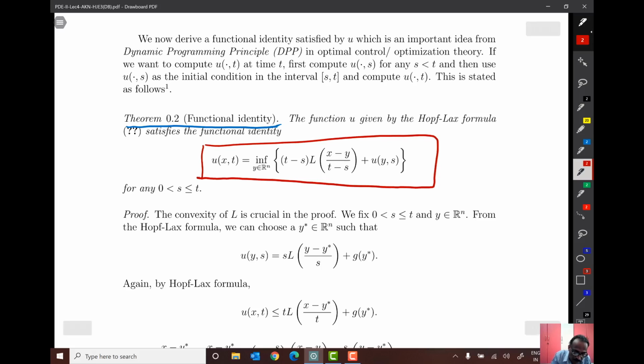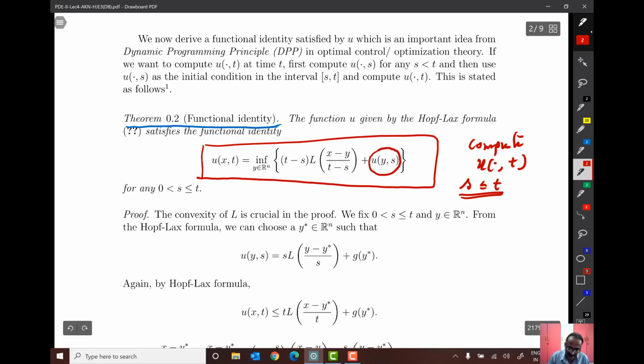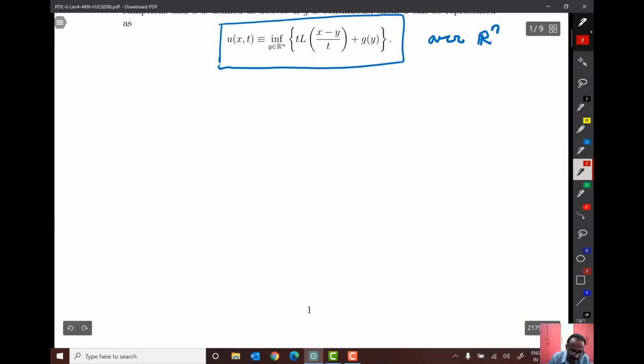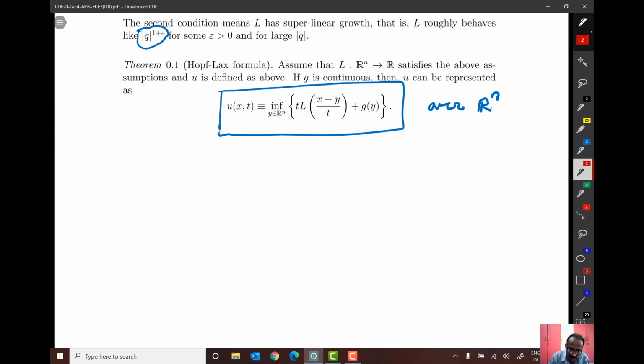look at it. You basically want to compute u at time t. You take any time s less than or equal to t. You can take any s and then compute your minimum value at t equal to s, with u(y,s). You fix a y in R^n and then you compute u(y,s). Accordingly you will have a formula here. This is x, t. This formula is valid for all x and t.